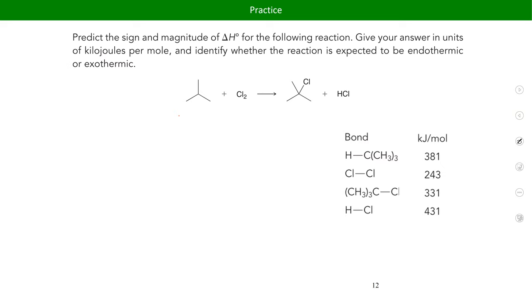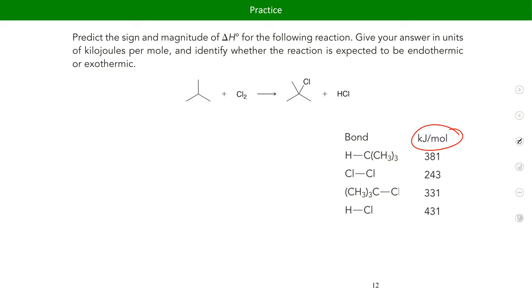All right, so here's one way that we do this. We're going to do this one, and then we'll take our break. Predict the sign and the magnitude. So is it going to be exothermic or endothermic? And we can use these to predict roughly what delta H is going to be for the entire reaction.